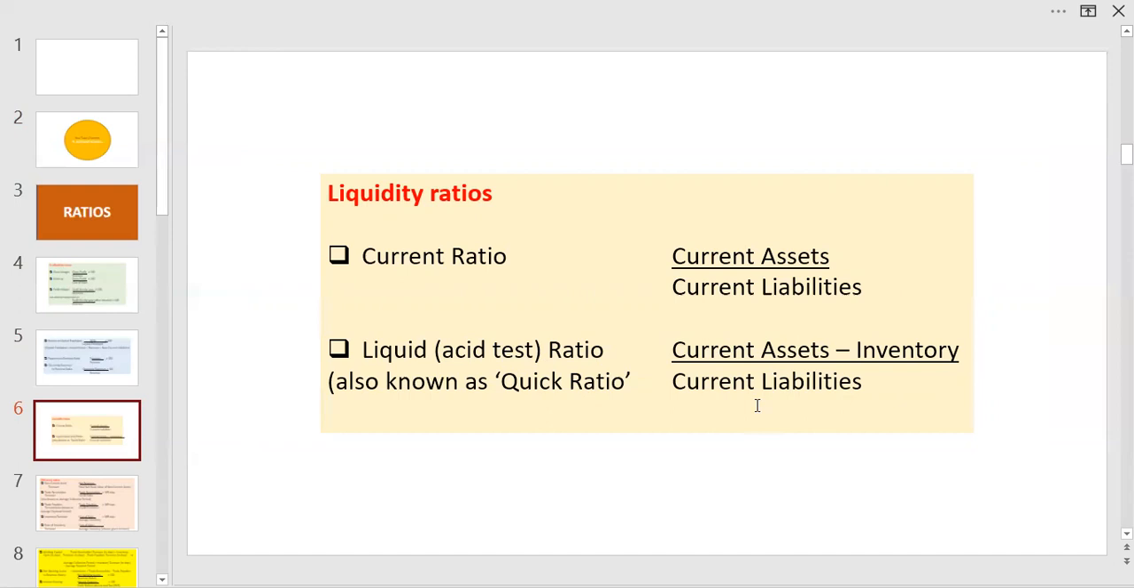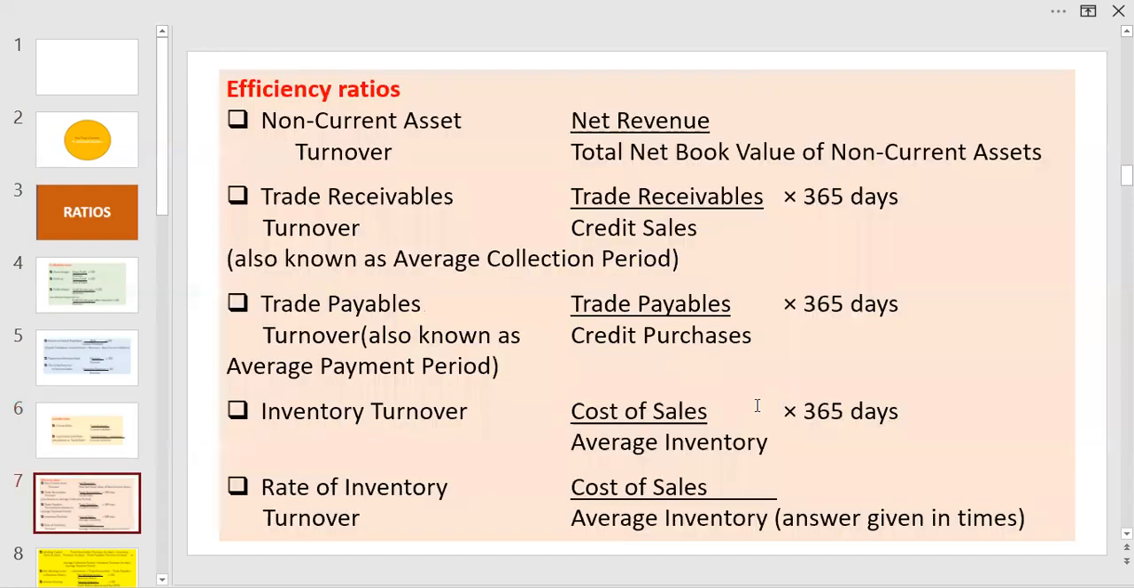Next is efficiency ratio, non-current assets to turnover. It is net revenue divided by net book value of the non-current assets. Here the student should understand every time non-current asset is mentioned, it is talking about the average. Similarly, for trade receivables, trade payable, inventory, etc., average only is meant.